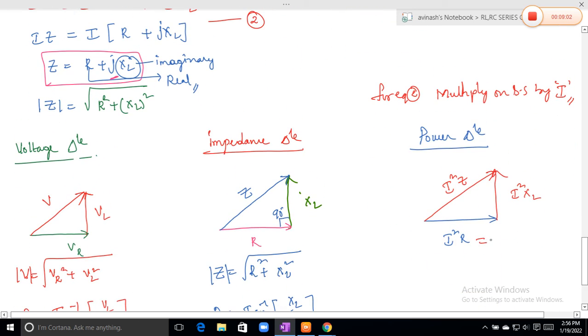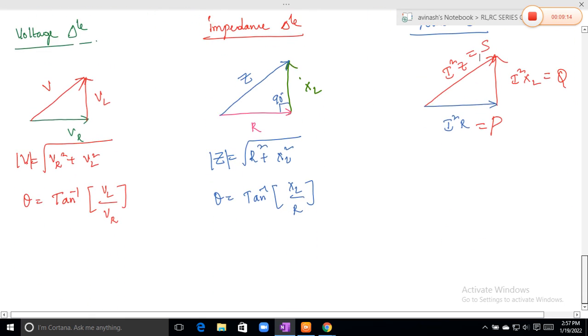Then this I square into R is nothing but the active power. This I square into XL is nothing but the reactive power. I square into Z is called the apparent power. Don't worry, I will mention all these points here. What is meant by P? P is nothing but active power, or real power, or sometimes it is also called true power, average power, or effective power.